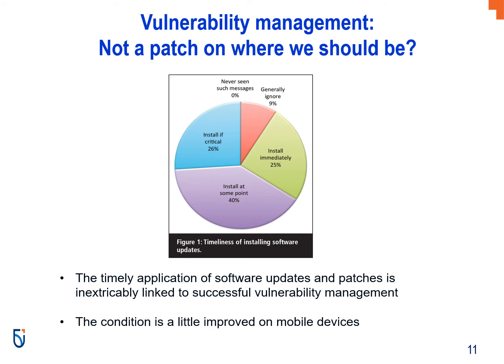The condition is a little improved on mobile devices, which have a different background in which to face challenges. According to research published by Duo Labs in early 2016, 90% of active Android devices are running out of date operating systems. The adoption of iOS on the Apple side, on the other hand, seems to be better. For example, it was reported that 3/4 of active iOS devices had iOS 9 installed only 4 months after its release.